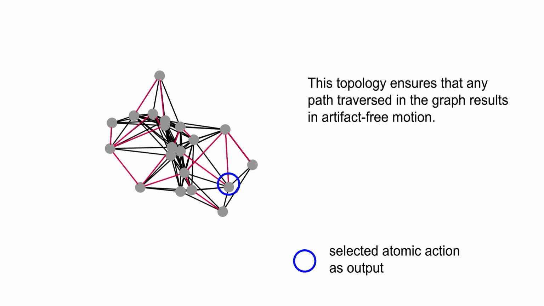A node is highlighted by a blue circle. This is the selected atomic action. Pink edges mark the path the system took to find it. The text on the right says, this topology ensures that any path in the graph results in artifact-free motion. This comes from our hierarchical graph-constrained search with 2 stages. This achieves retrieval in under 2 milliseconds, with 150 milliseconds end-to-end latency and 120 FPS throughput, while under the real-time threshold.